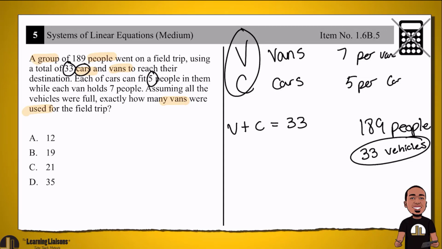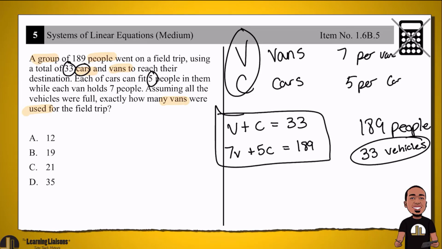Next, since there are 7 people per van and 5 people per car, the total number of people will total up to 189 people. Again, 7V represents the 7 people per van and 5C represents the 5 people per car. And once I multiply the number of vans by the people in them, we'll have the total number of people. Same thing with cars. And when we add them together, we'll get 189 people. So there it is. We have our system of equations. And now we can solve this.